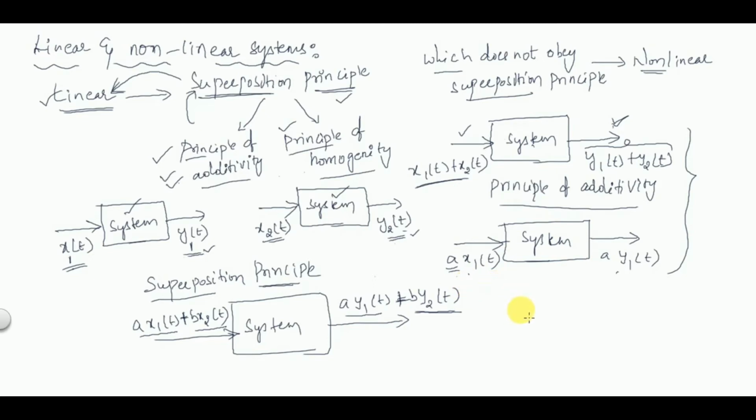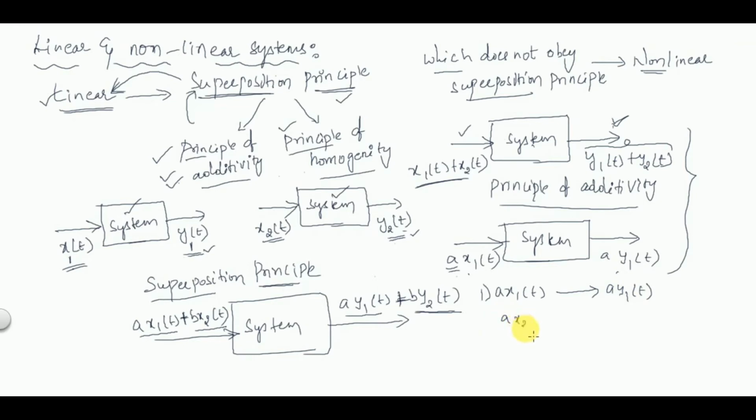Okay, so the steps we require to solve the problem here. For a given system, they will give you some systems and they will ask you to find whether the given system is linear or not. In order to solve that, first of all, we'll take a into x1 of t as the input to the system, and we'll write the corresponding output a into y1 of t.